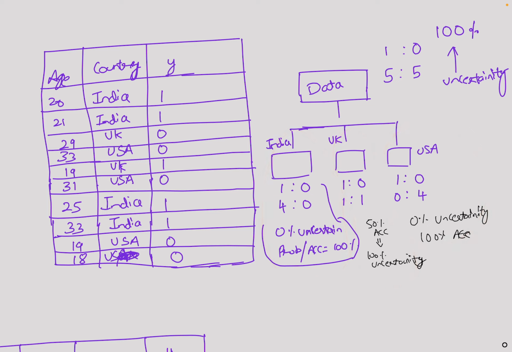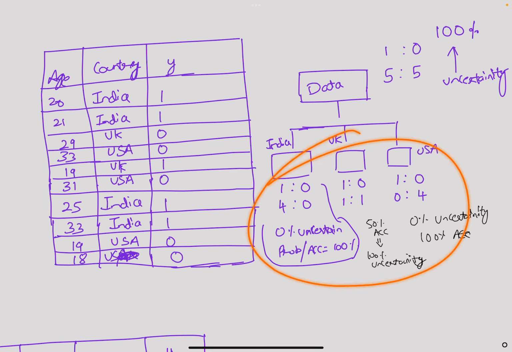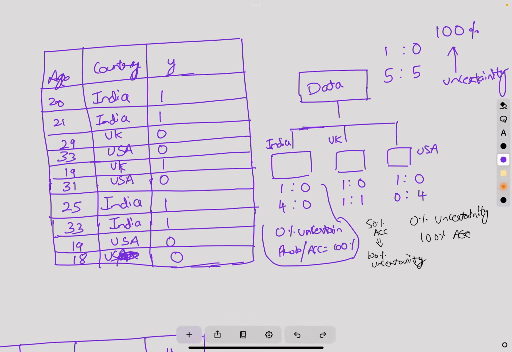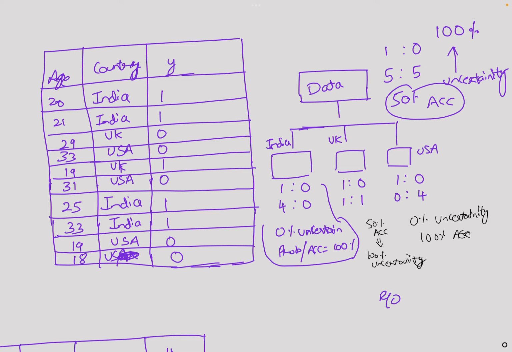So overall, when I find the weighted average of all the accuracies, I'll be getting 90% accuracy. So from 50% accuracy, I have jumped to 90% accuracy by looking at subsets and doing the prediction. So this is all what a decision tree model will try to do. A decision tree model will try to divide the data into subsets like this.